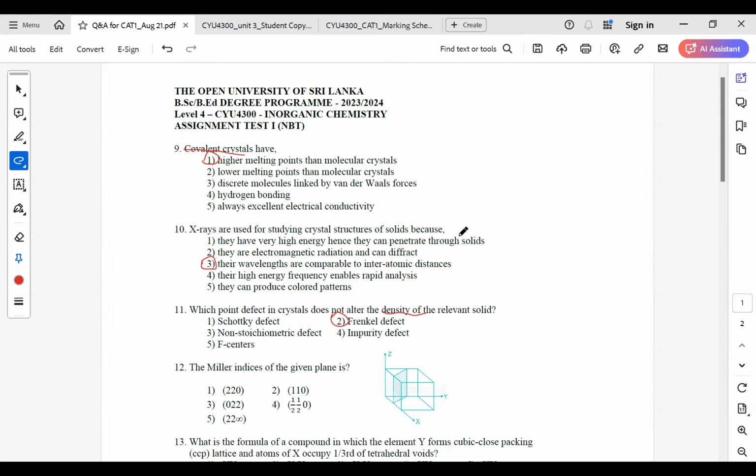Why doesn't the Frenkel defect affect density? Because the ion will be in the interstitial position.